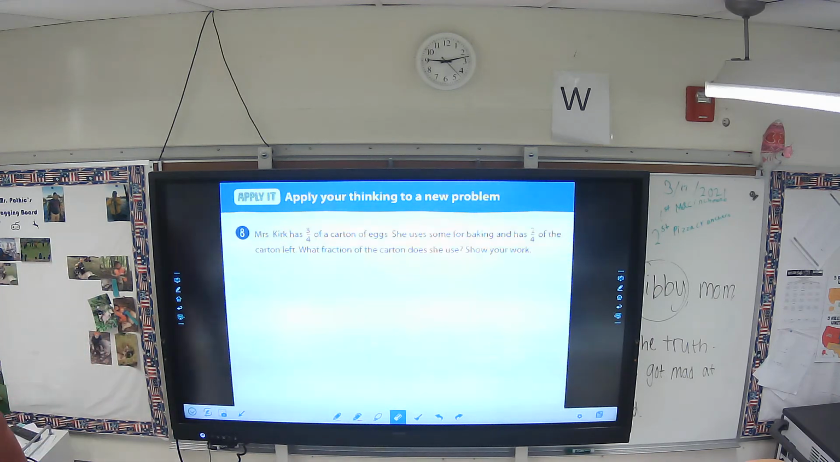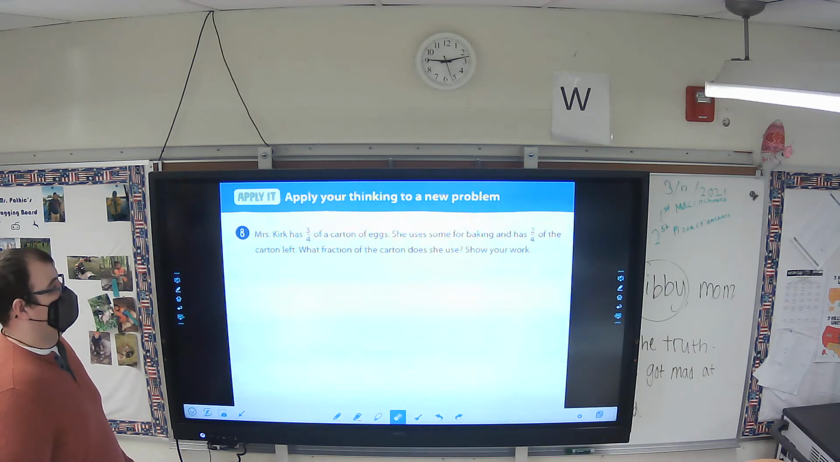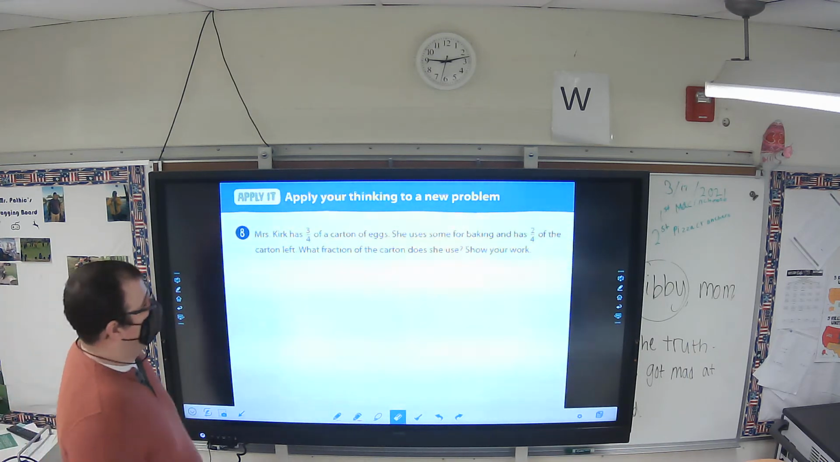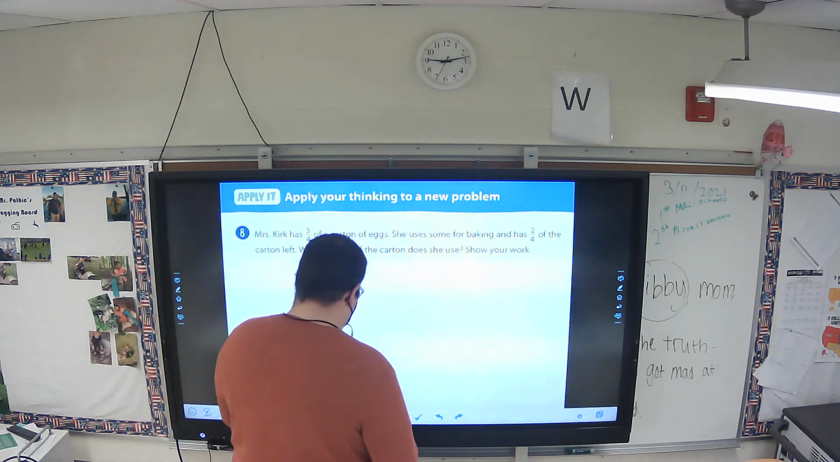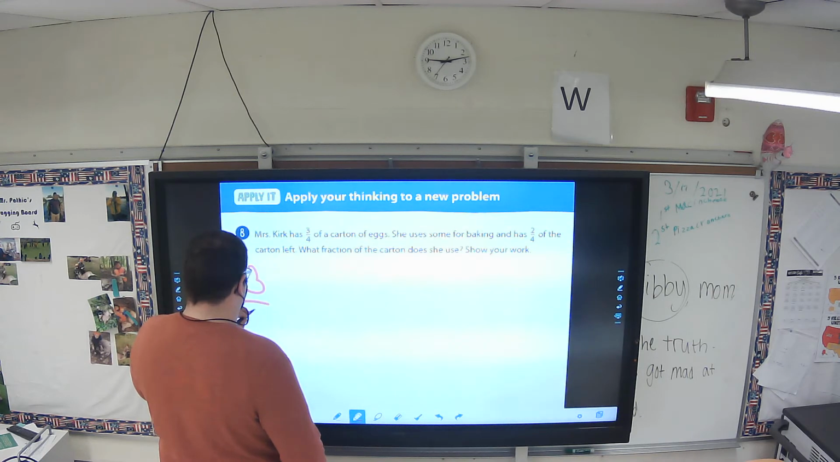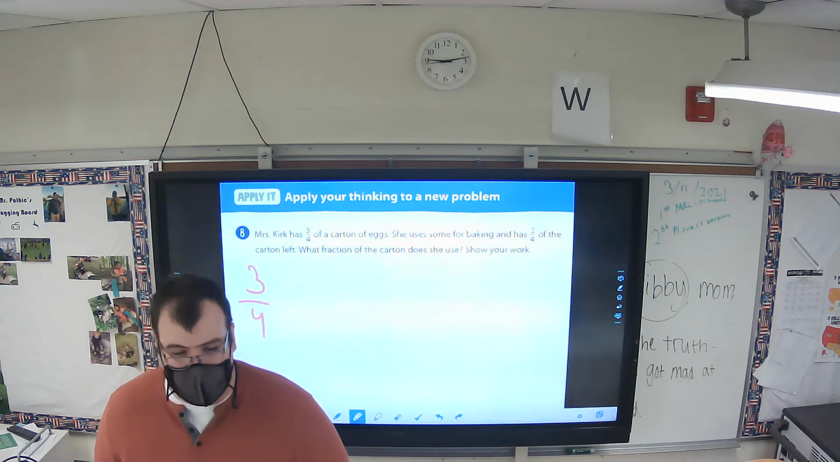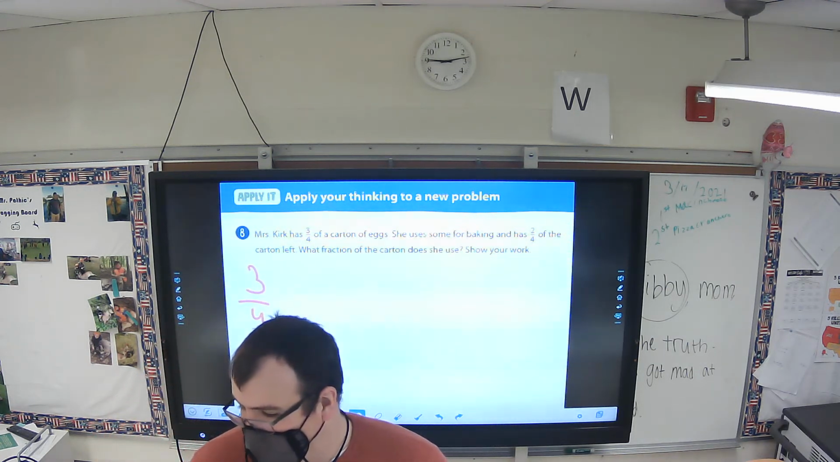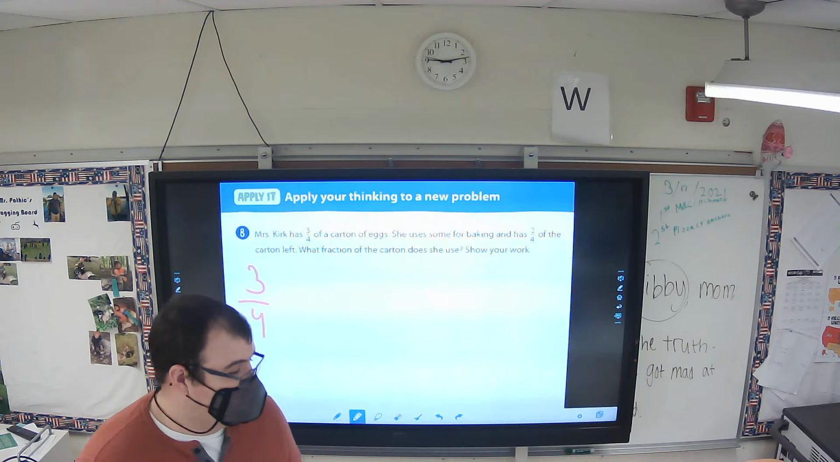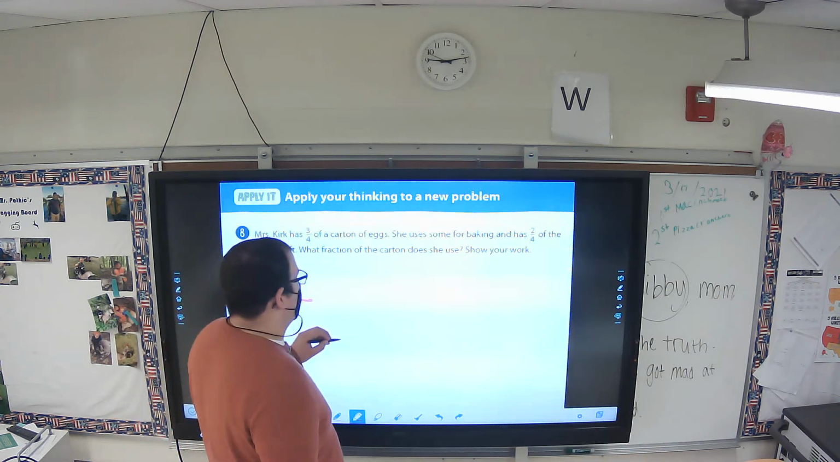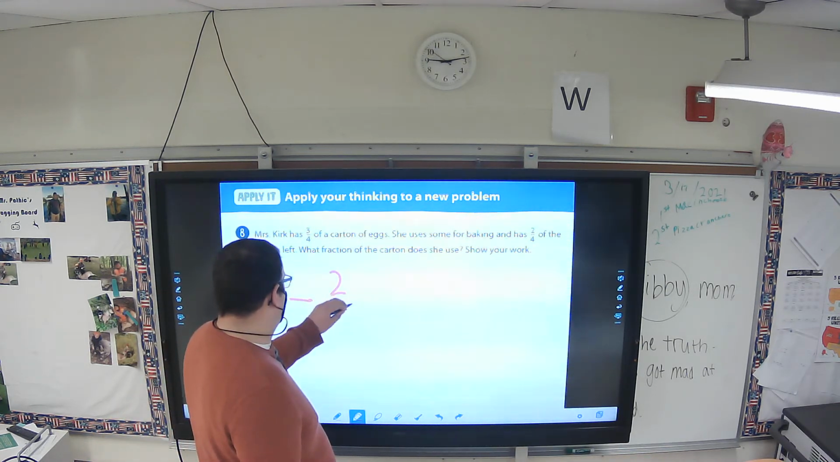Number 8. Mrs. Kirk has 3/4 of a carton of eggs. She uses some of it for baking and has 2/4 of a carton left. What fraction of the carton does she use? So she starts off with 3/4. She has 2/4 left. We gotta figure out how much she uses, right? What are we gonna do to solve for that? We're gonna subtract, right? So subtract 2/4 from 3/4.